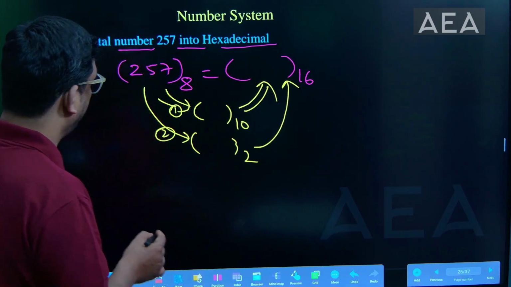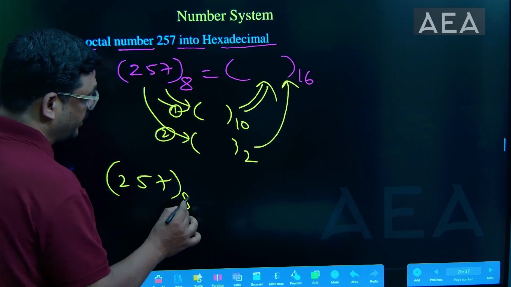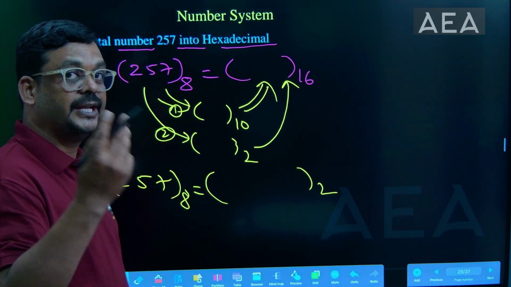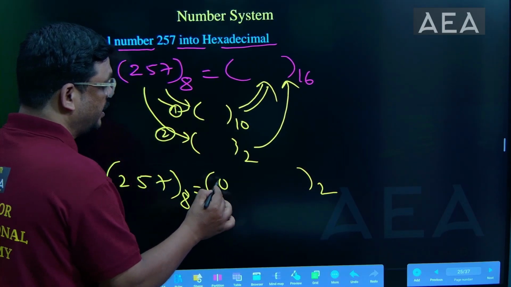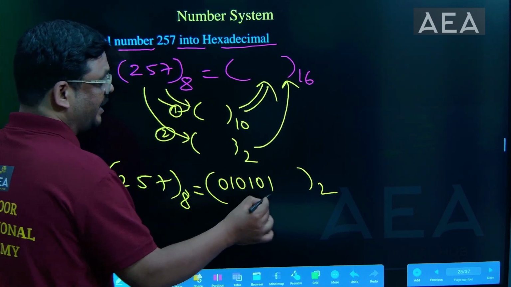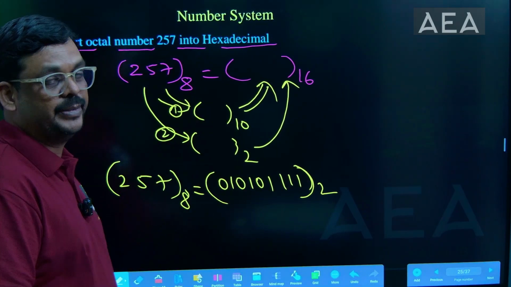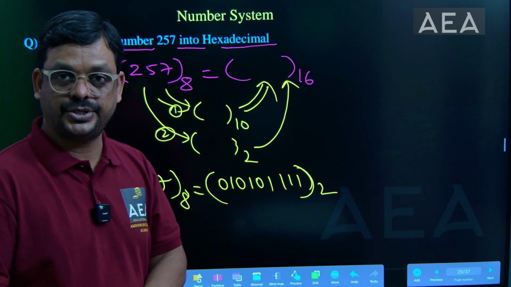First of all, I'm writing this 257 in terms of binary format. How to write binary format? Write each digit in 3-bit binary. 2 equivalent binary is 0, 1, 0. 5 equivalent binary is 1, 0, 1. And 7 equivalent binary is 1, 1, 1. So this comes under a binary number system. Later convert this binary number system into hexadecimal number system.